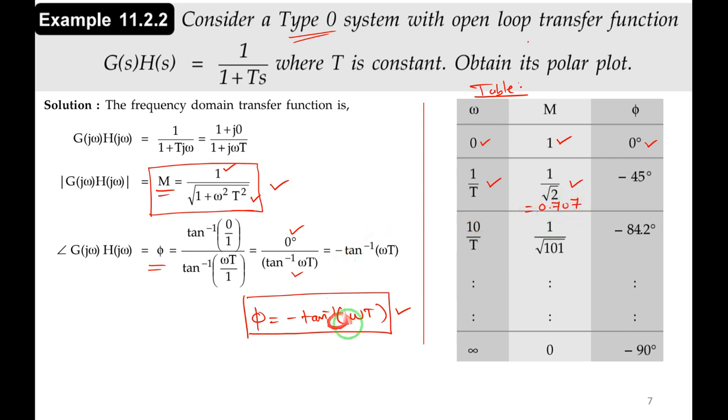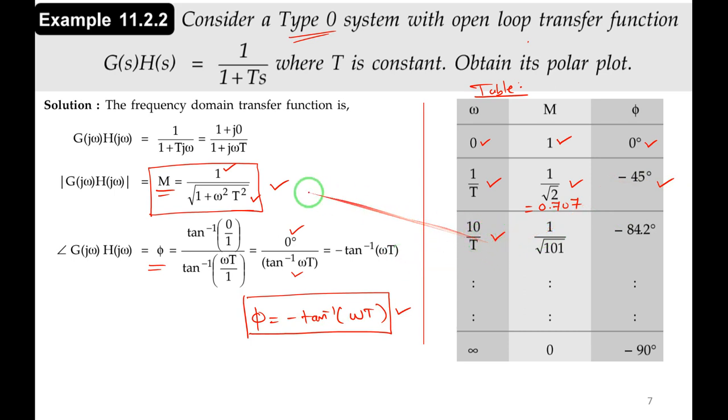Then we'll calculate the phase, minus tan inverse of omega, which is 1 by t. So tan inverse of 1 is 45, but the minus sign is there, so minus 45 degree. Is it fine? Then next, for value of omega equal to 10 by t.